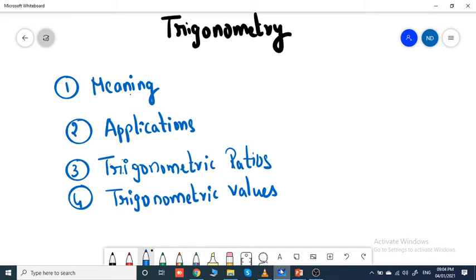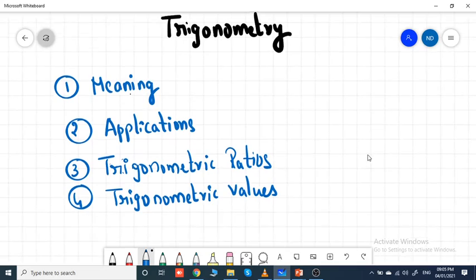Today in this class we are going to learn the basic concepts of trigonometry. Before we start these basic concepts, we have to understand the meaning of trigonometry and what the applications of trigonometry are. So before we start, we will see the meaning of trigonometry.